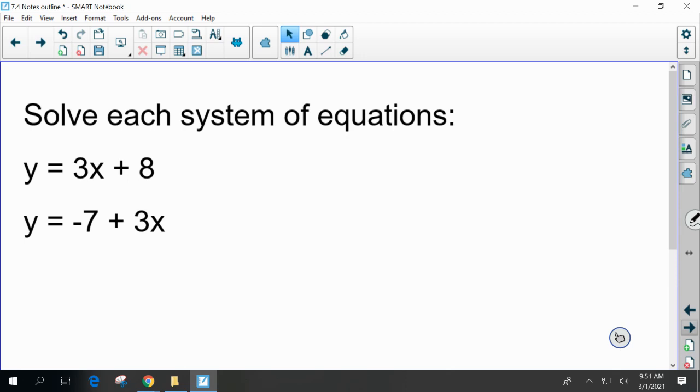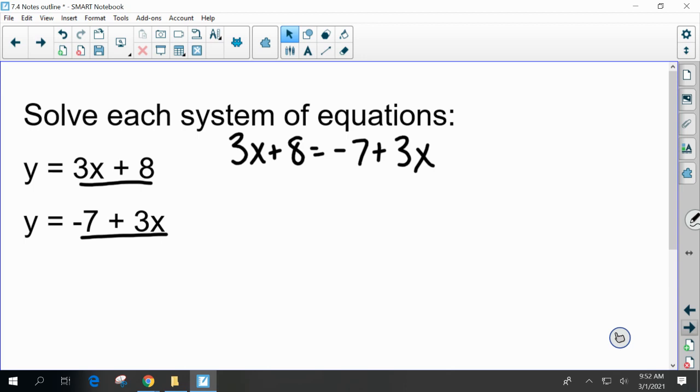Okay, number 2. We're going to go through this step by step. You're looking for, do you have a variable that is isolated? Yes, y is isolated. So we are going to solve for x. We're going to set each of these equal to each other. So 3x plus 8 equals -7 plus 3x. I'm trying to get x's on one side, numbers on the other. You subtract 3x, but then what, maybe no solution?